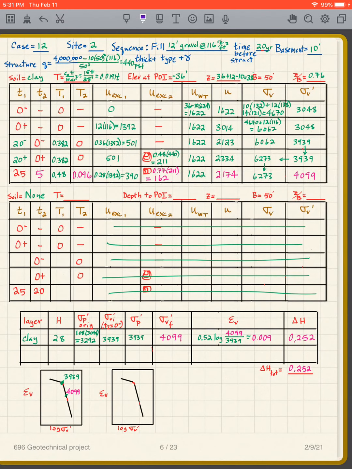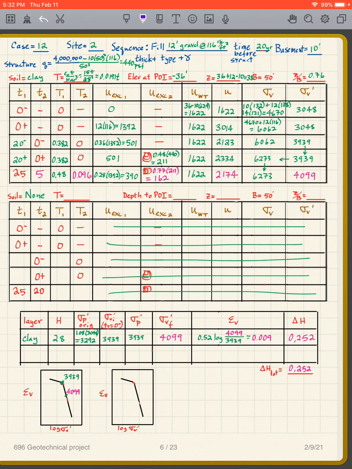Okay, let me go to another case, which is case 12. Case 12 is at site 2, 12 feet of gravel, 20 years. We're going to put on the fill for 20 years, then put on the building. We're going to have a basement of 10 feet.